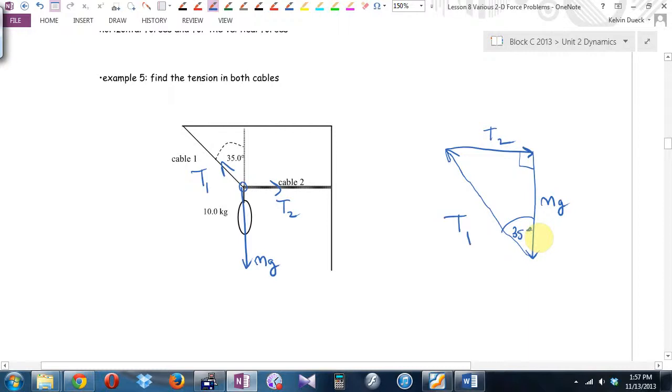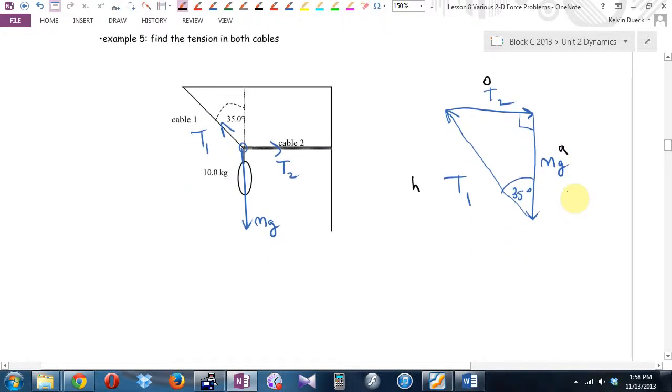How am I going to find both tensions? Because I know mg. I know the mass. Tension 2, opposite, adjacent, or hypotenuse? Opposite. Tension 1, hypotenuse. mg, adjacent. Curtis, what do you want to find first? Oh, yeah, let's find tension 1 first. So I'm going to find tension 1 using mg. Which trig function? Cos. So for tension 1, it's going to be cosine of 35 equals what over what, Curtis?